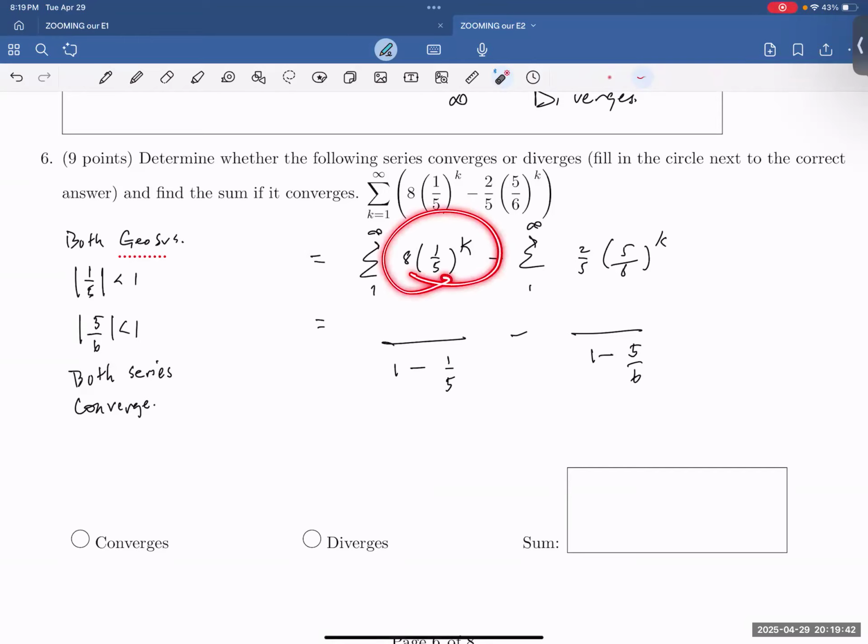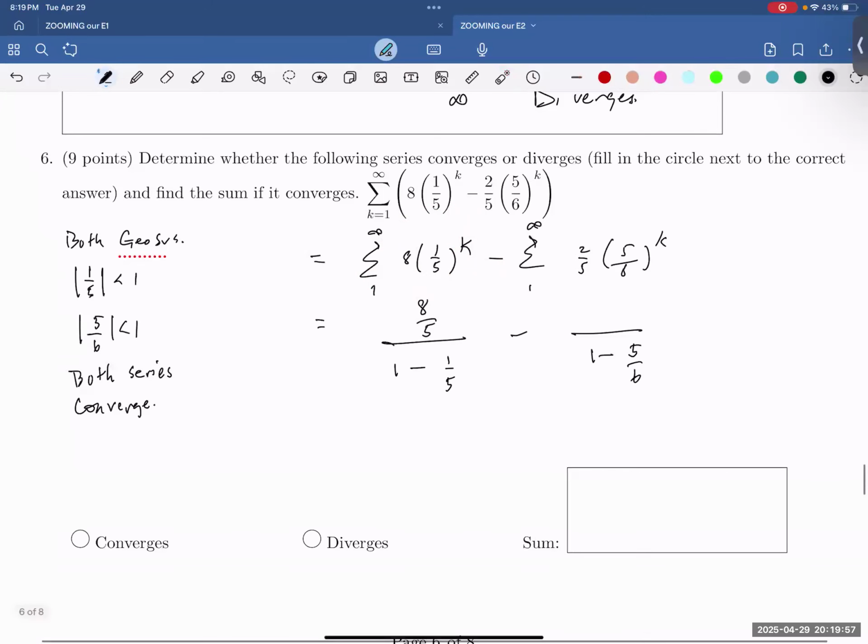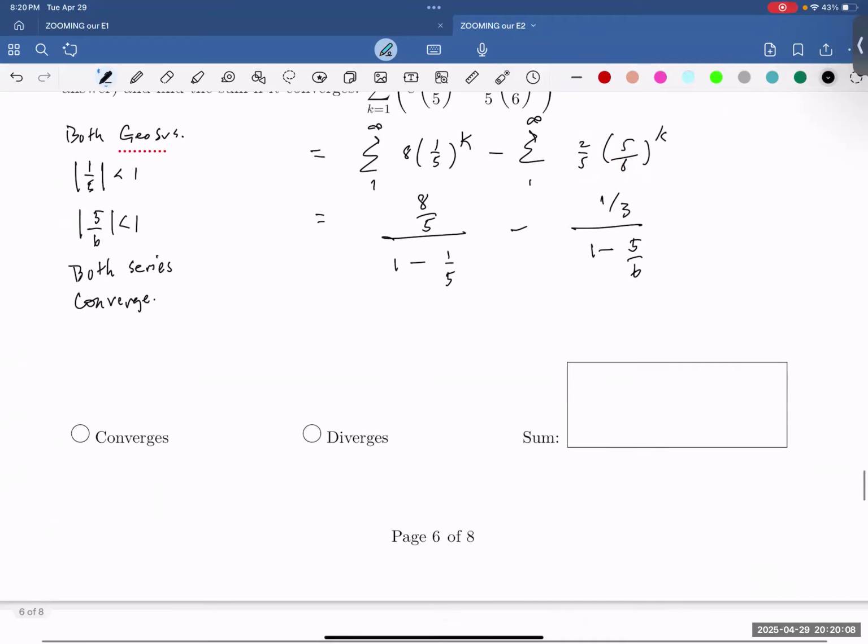So the first term of this series is when you plug in k being 1, because that's the starting index. If you plug k = 1 there, then you get 8 times a fifth to the 1. That's 8 times a fifth, that's 8/5. The next one, plug in a 1 here. This will be 2/5 times 5/6. The 5s cancel. 2/6, that's a third. You end up with a third.